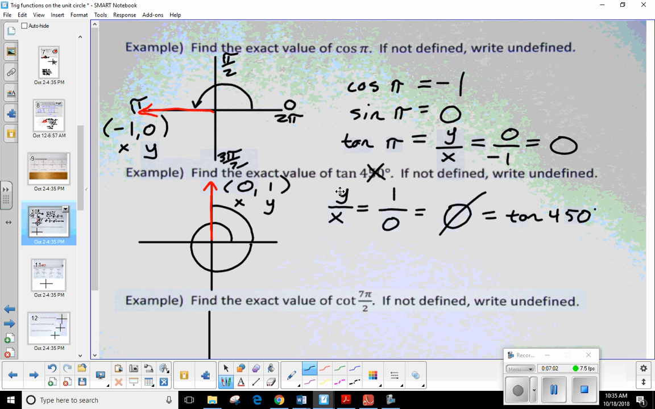And that's it. The angle tells you where to stop. The trig function then tells you what to do once you get there. Like if I wanted to say sine of 450 degrees. Remember, what's sine? It's just your y value. Okay, so what's the y value of this ordered pair? 1. So sine of 450 would be 1. What's the cosine of 450? 0, because that's the x value. That's all there is.